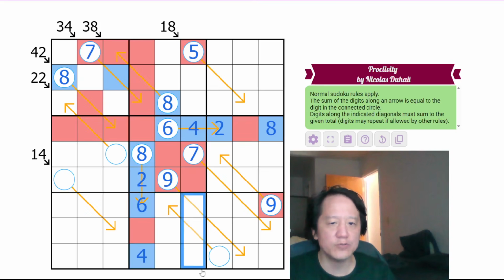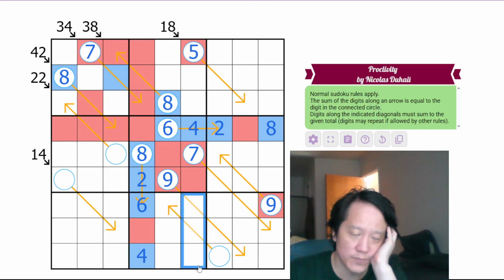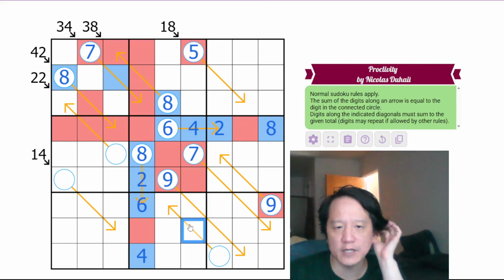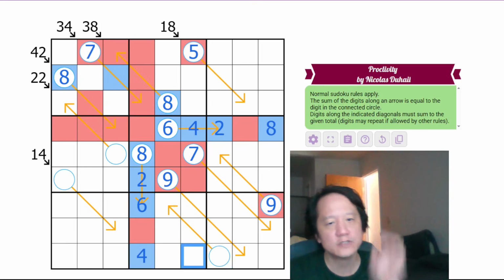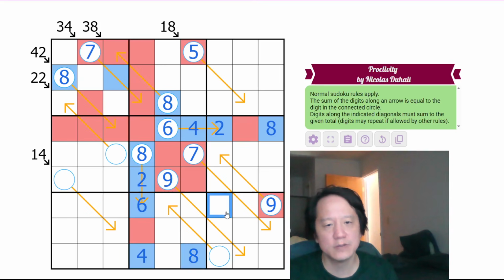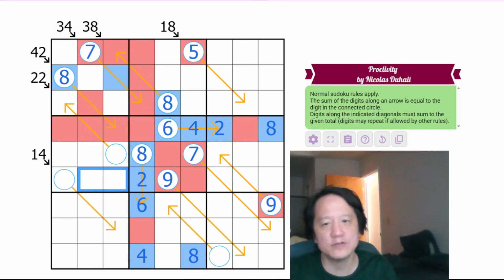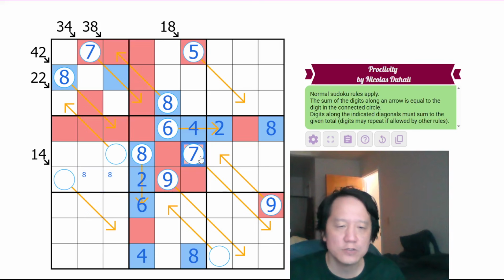8 has to be one of these 3 digits here. If this were 8, these would add up to at minimum 11, which a single digit cannot be. So this can't be 8 here. 8 can't be here because this would be at minimum 1 and 8 adding up to 9, but we have a 9 in the box. So therefore 8 has to be here. 8 is one of these two. We don't know which.